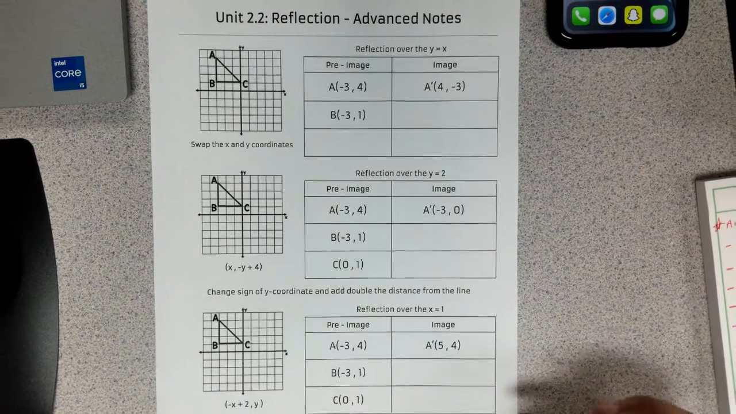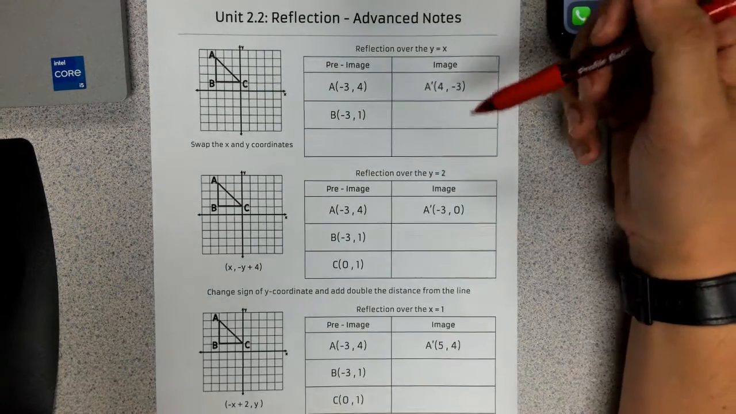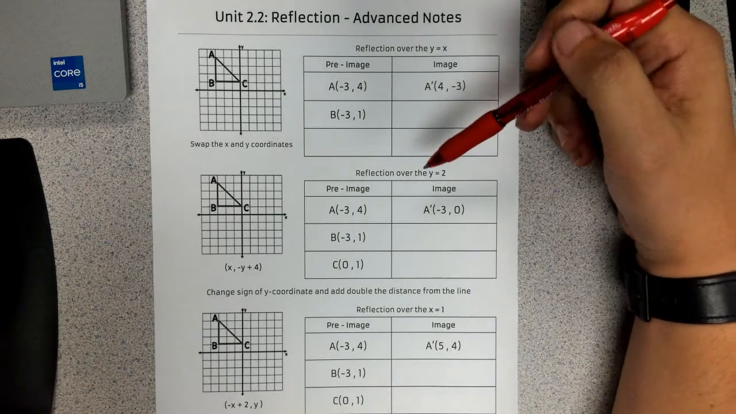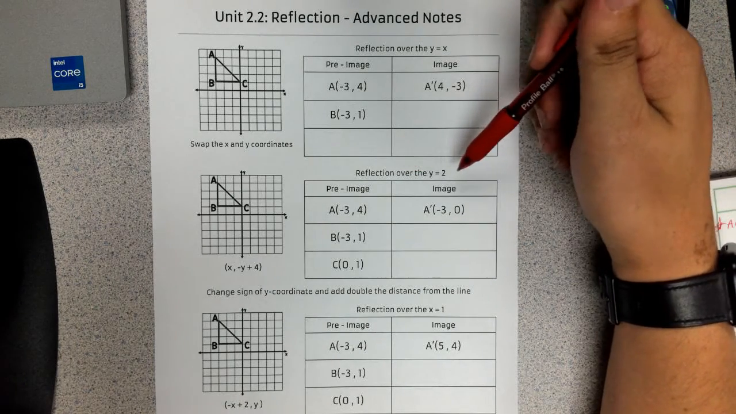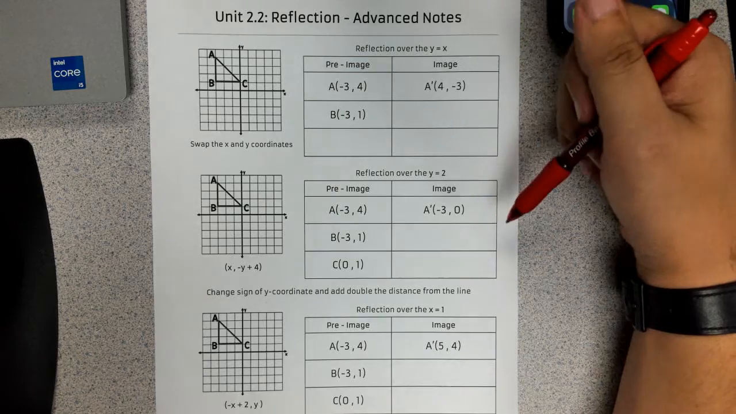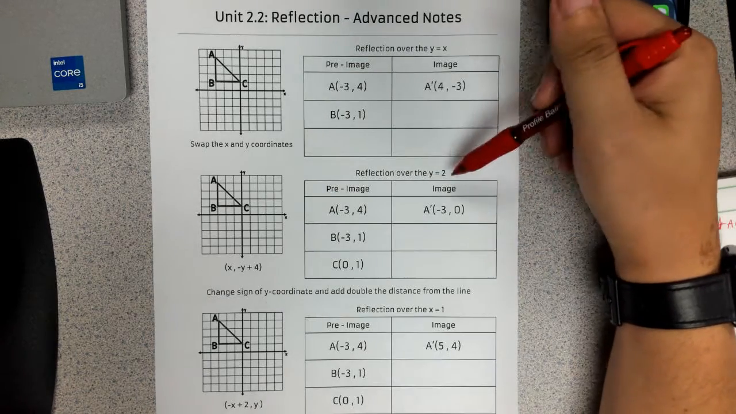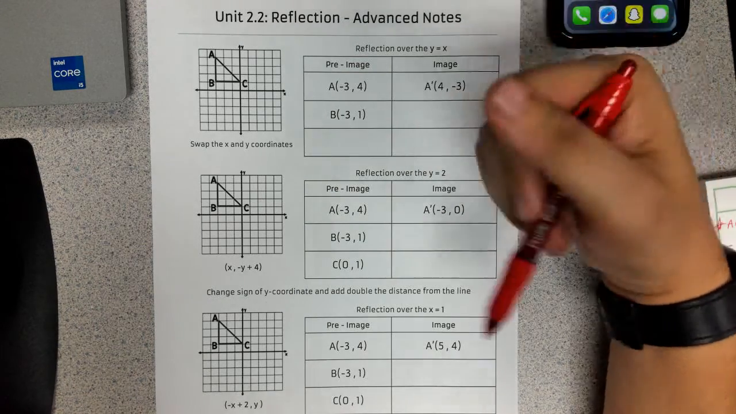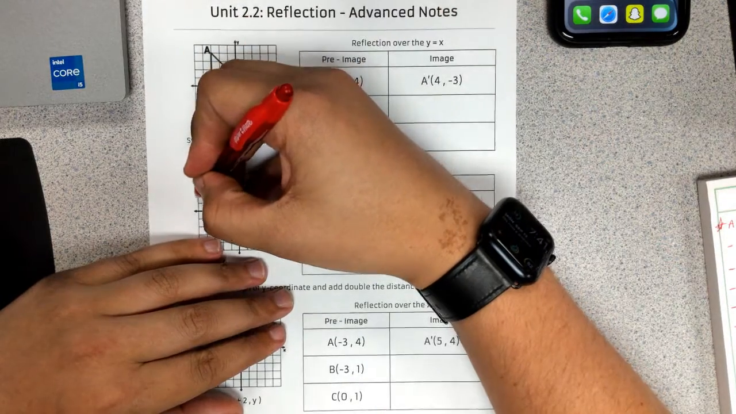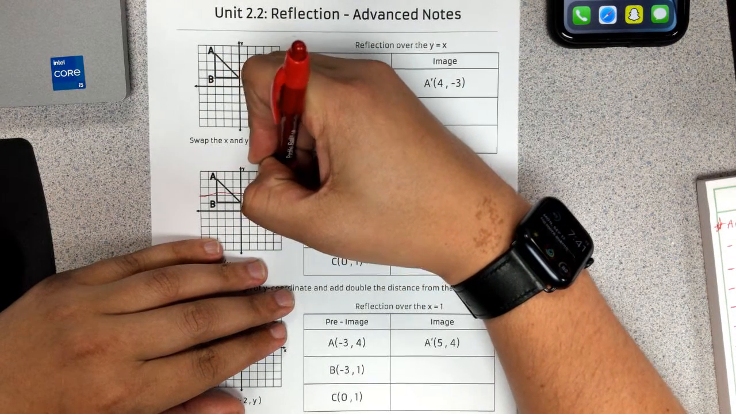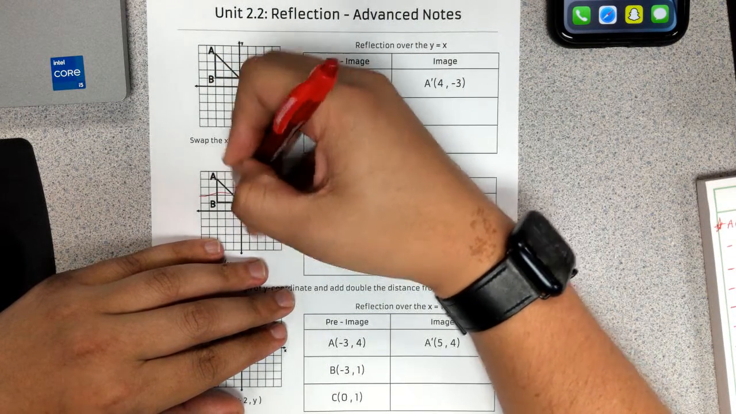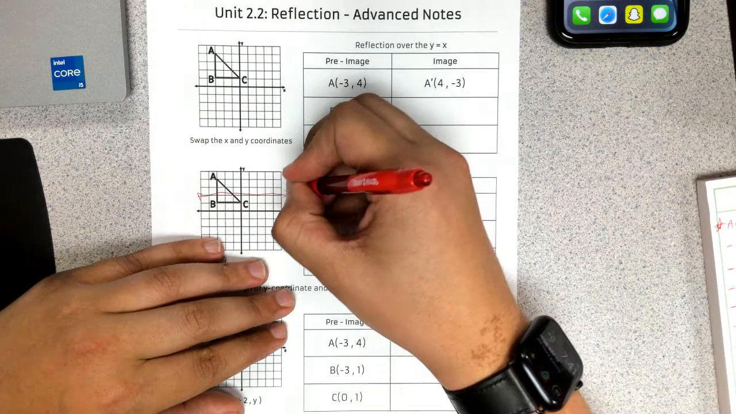Okay, this video is going to cover how to reflect an item over a line that is not one of the axes. So in this problem here, we have reflection over y equals 2. Now, me personally, I would reflect on where that line is. So if we look here, this is the line y equals 2.